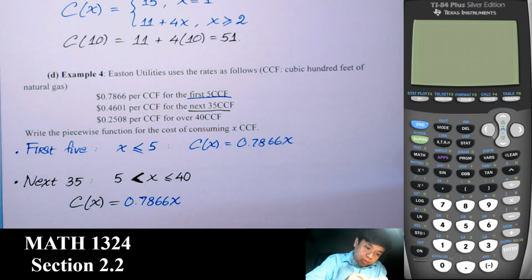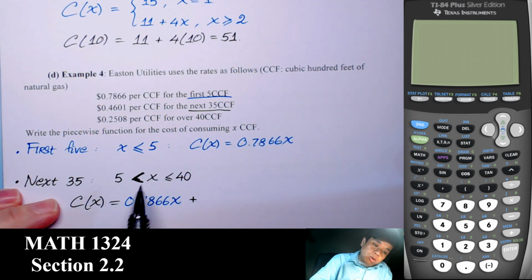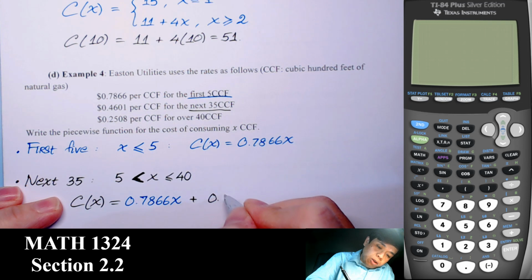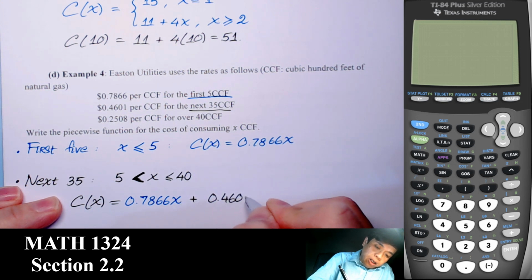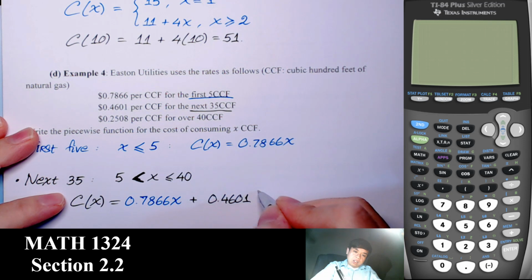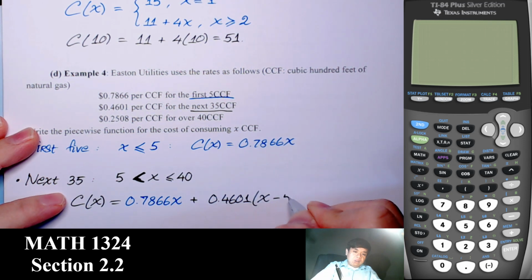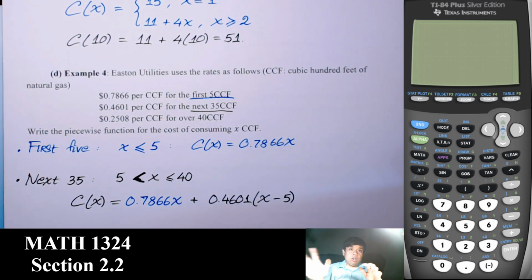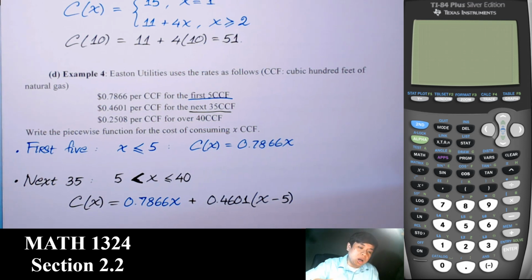And after that, the cost will be 0.4601. Now, if we multiply by x, that will be wrong because this is the additional rate, additional after 5. So if x equals 6, we only have an additional 1 after the first 5. So this is the rate, but only after 5. If there are 7 units, we subtract the first 5, there are 2. So whatever it is, we have to subtract 5 and multiply by the new rate.